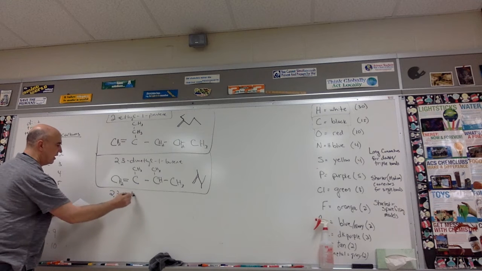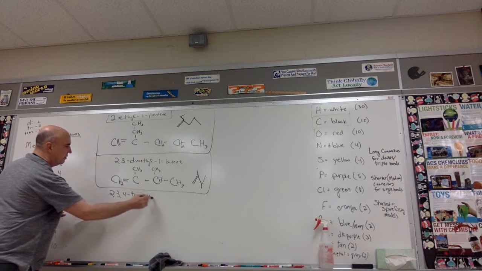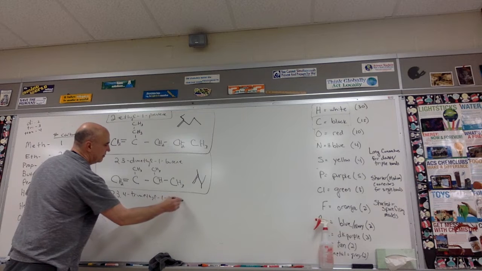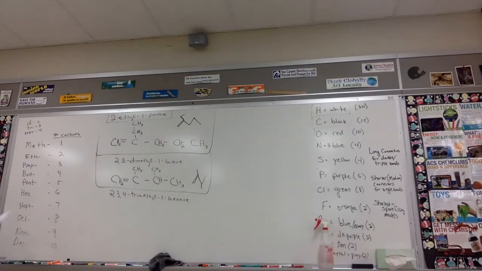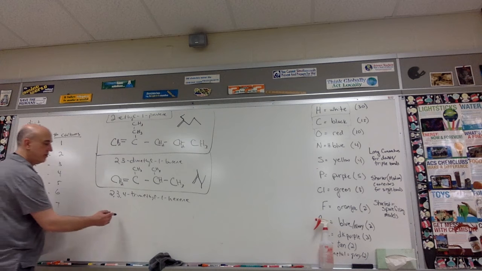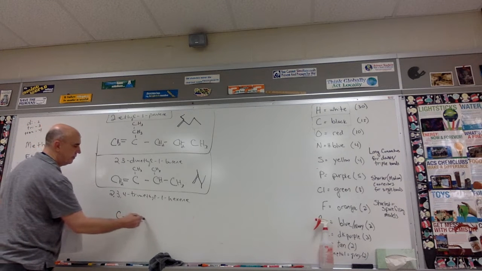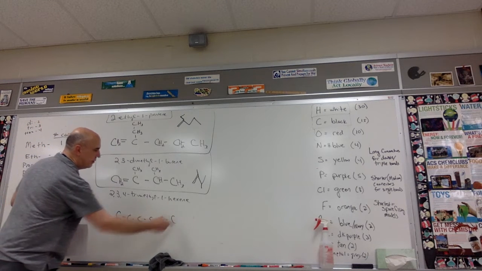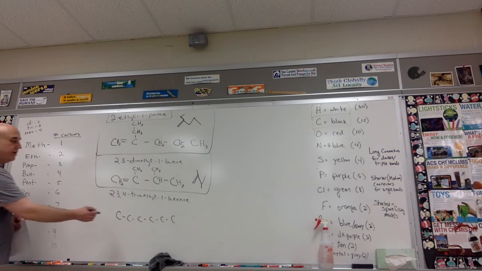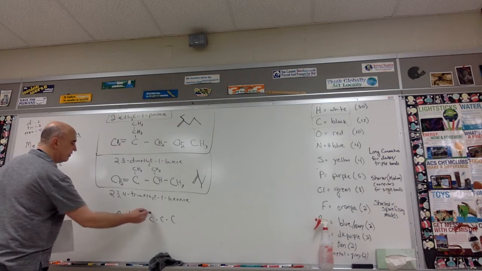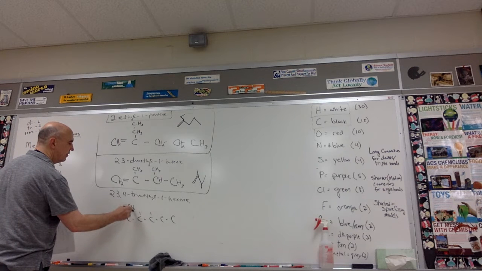2, 3, 4 trimethyl hexene. Okay, hexene, how many carbons? 6. The double bond is off the first carbon again, and we have methyl groups off the second, third, and fourth.